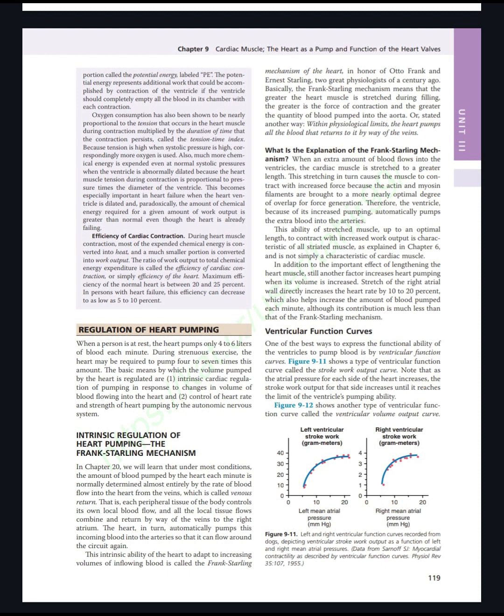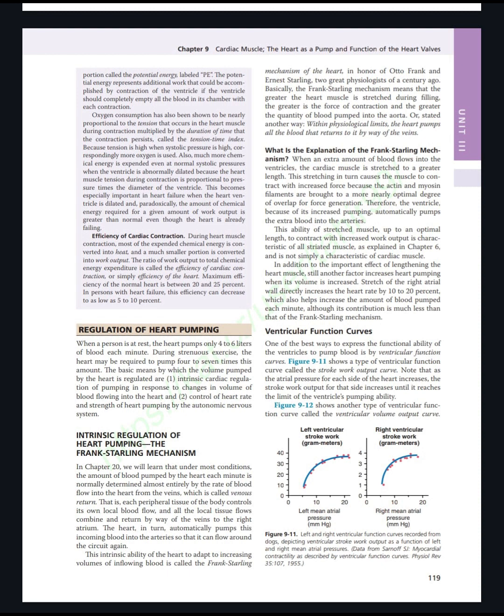The basic means by which the volume pumped by the heart is regulated are intrinsic cardiac regulation of pumping and the control of heart rate and strength of heart pumping by the autonomic nervous system. Then in the next paragraph, intrinsic regulation of the heart pumping, the Frank-Starling mechanism. Highlight the second line. The amount of blood pumped by the heart each minute is normally determined almost entirely by the rate of blood flow to the heart from the veins, which is called venous return.